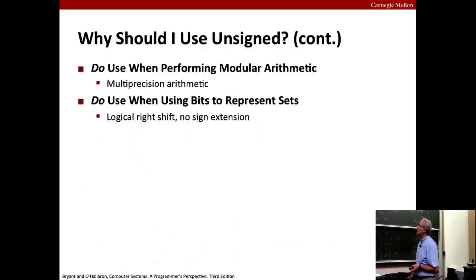So the other place that you'll find unsigned arithmetic and unsigned representation useful is, first of all, when you're doing modular arithmetic, which is, for example, the way most encryption algorithms work, or when you're using the bits not to represent numbers but to represent sets, the way I described before. Then it's easiest to just think of that as unsigned numbers.